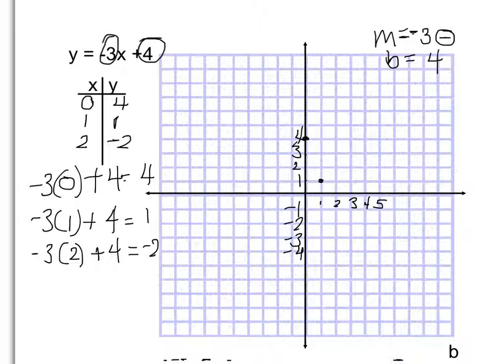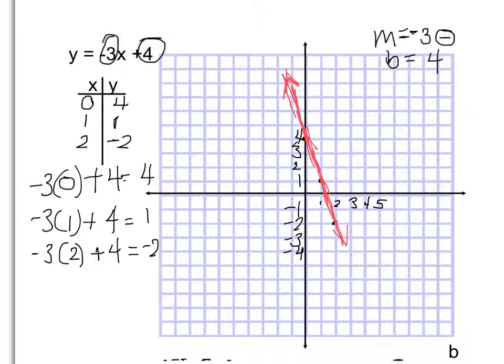So next thing, I need to plot my points. I've already got my 0, 4, my 1, 1. Now I just need 2, negative 2. And now all I have left is to draw my line. So here is my line. Don't be hating on my beautiful line now. There. Okay, negative slope.